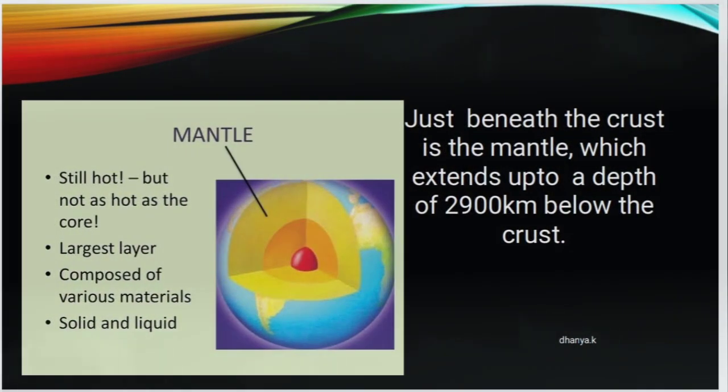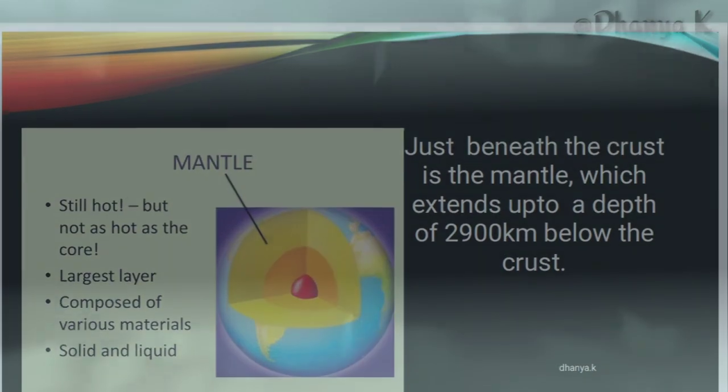Just beneath the crust is the mantle, which extends up to a depth of 2,900 km. It is the thickest among all the layers that comprise the earth. It is made of viscous materials. The temperature and pressure within the mantle are so high that they make the material of the mantle very viscous. That means although it is in liquid form, it does not flow freely. This viscous material within the mantle is called magma.